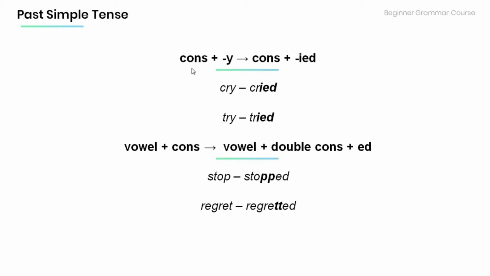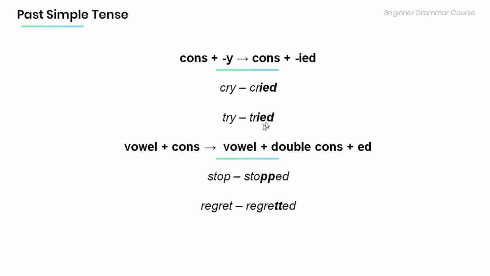Now when a word ends with a consonant plus y, we keep the consonant and turn the y into ied when we want to create the past simple. Have a look at the following words. Cry, cried.